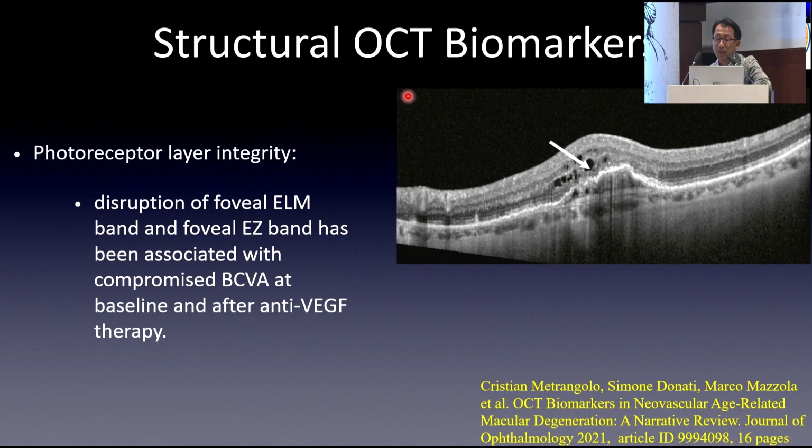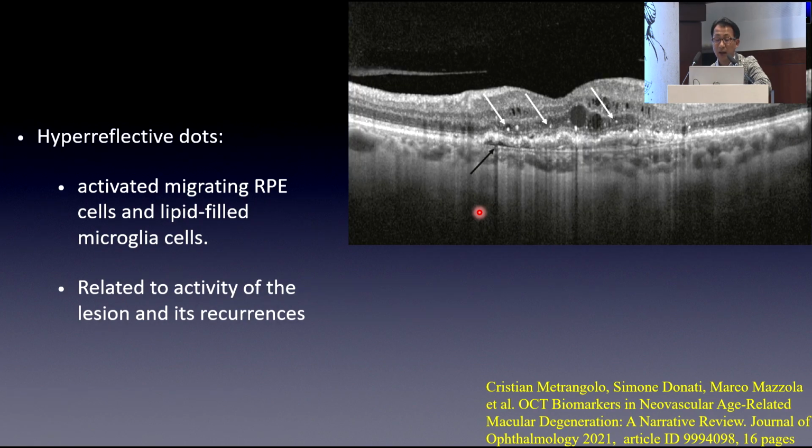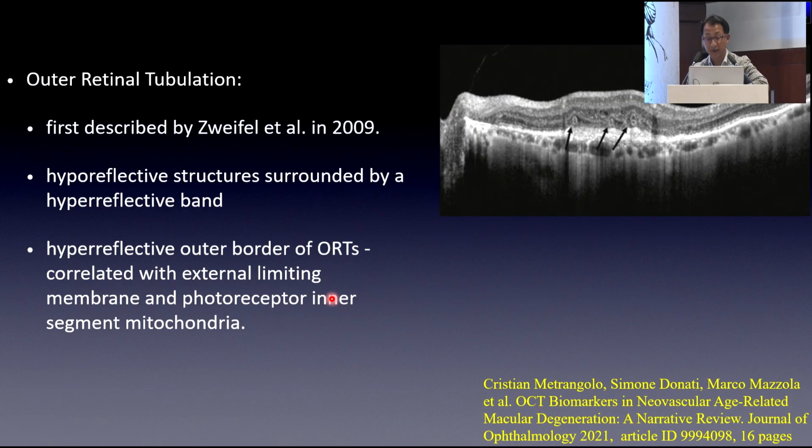Structural OCT biomarkers in AMD include photoreceptor layer integrity. In this OCT, you can see the disruptions of the photoreceptor layer, which is a prognostically very bad sign. Another finding is the hyperreflective dots, which are related to activity and the lesions' recurrence.